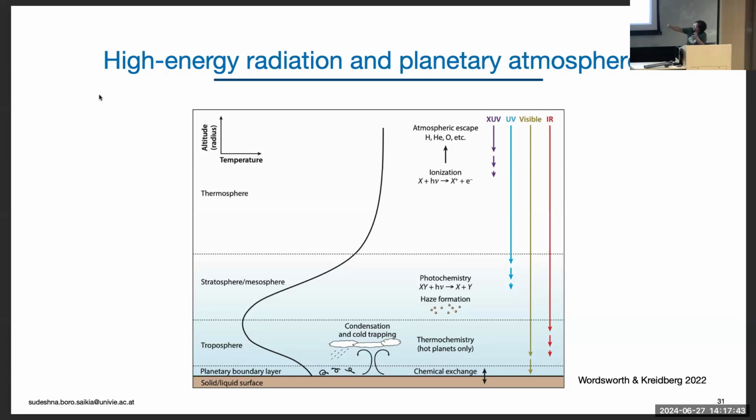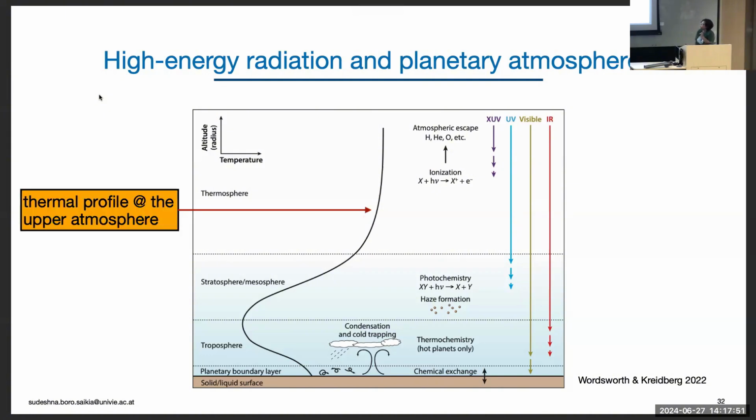And I want you to pay attention to this curve over here. That's the temperature profile, the black solid line. If you look at the top part of the atmosphere, it is really strongly dependent on the incoming high-energy radiation from the star, because this is the part of the atmosphere where the X-rays and UV radiation get absorbed, and it can heat the atmosphere. At the same time, this excess heating is, in some cases, responsible for expansion of the atmosphere, which could lead to atmospheric loss.